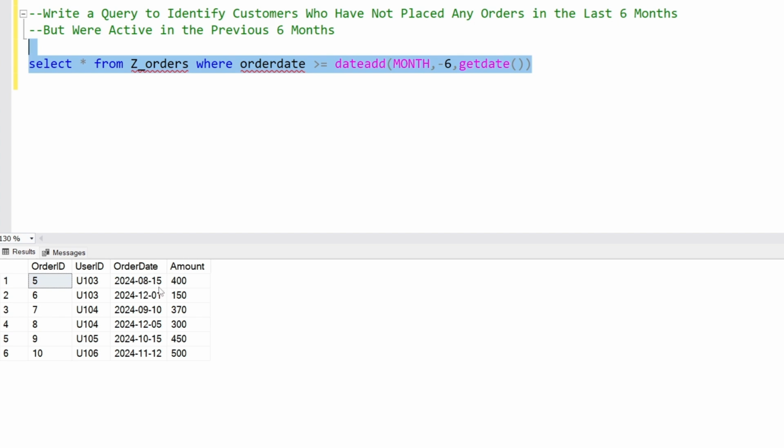So 15th of August comes under 6 months, 1st December, 10th September, 5 December. These are the dates which come under the 6 months. So these are the customers who have placed an order in the last 6 months. The first part is complete. Now we'll find the customers who were active in the previous 6 months. So before these months, who are the customers who were active? Let's create a CTE.